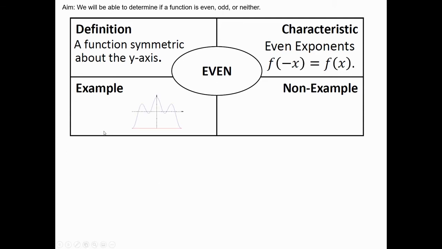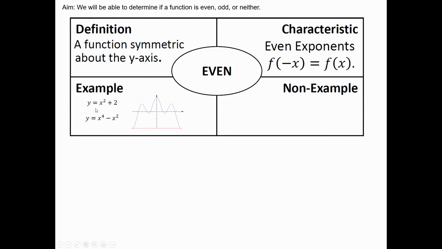So here's an example of that right here. Take a look at this graph. Notice how the left side is like a perfect reflection of the right side. If I flipped it around the y-axis, it would look exactly the same. An example of an equation of that would be like these two right here. These are not the equations of this graph. I just want to make that very clear.